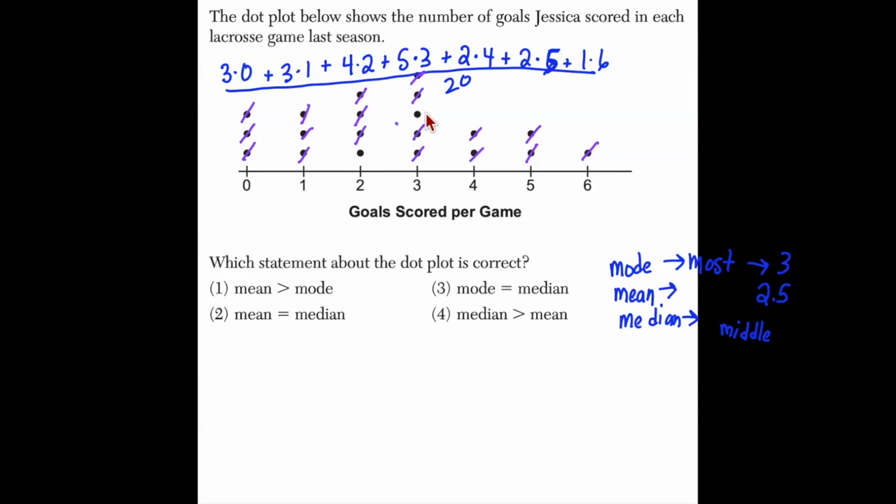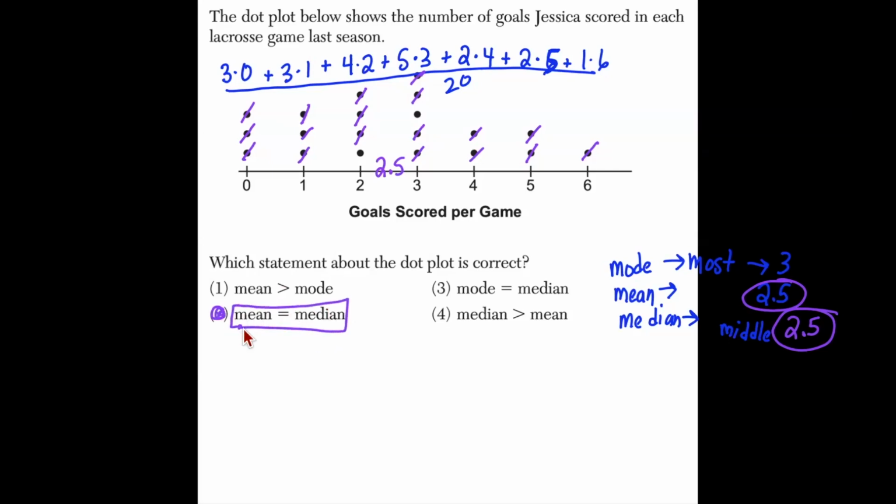So my median here is going to be in between, I'm left between a 2 and a 3. So that's going to actually be the average, or the middle of these two, which is going to end up being 2.5, which I notice is the same as the mean. So where do I see that? Choice 2. The mean is equal to the median.